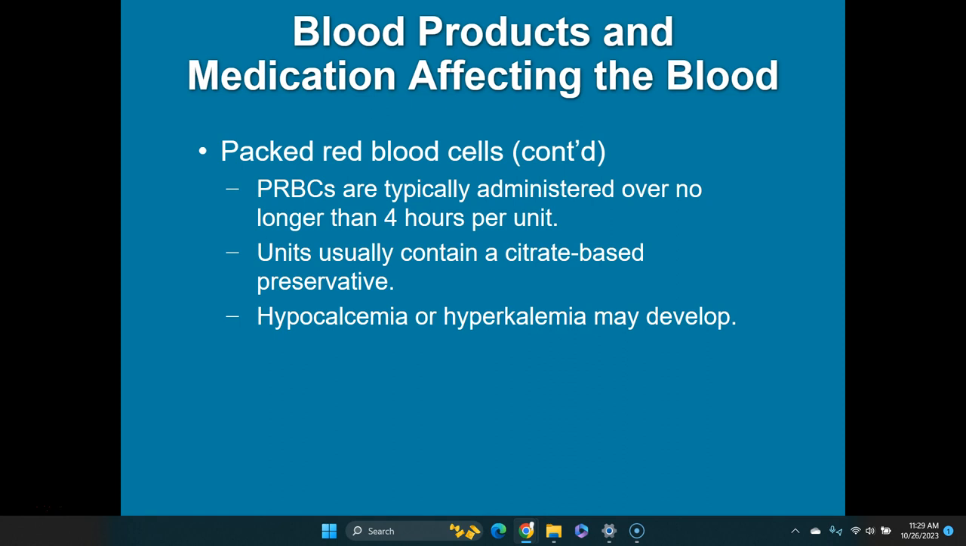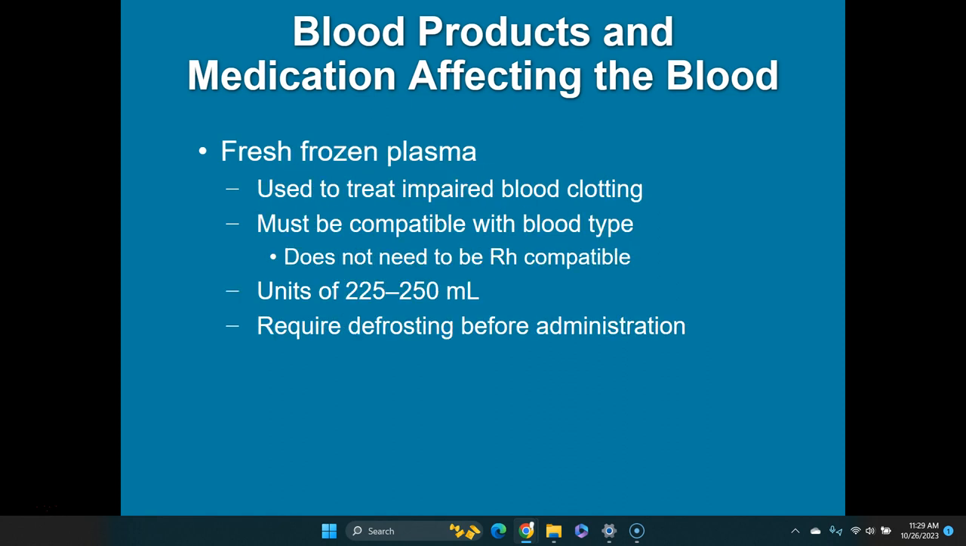Units usually contain a citrate-based preservative, which can cause some toxicity in the blood if you're giving multiple units. So hypocalcemia is a problem. Sometimes, if they're having to give multiple units, they will also give a calcium supplement with that to prevent hypocalcemia. Hyperkalemia can be a risk as well.